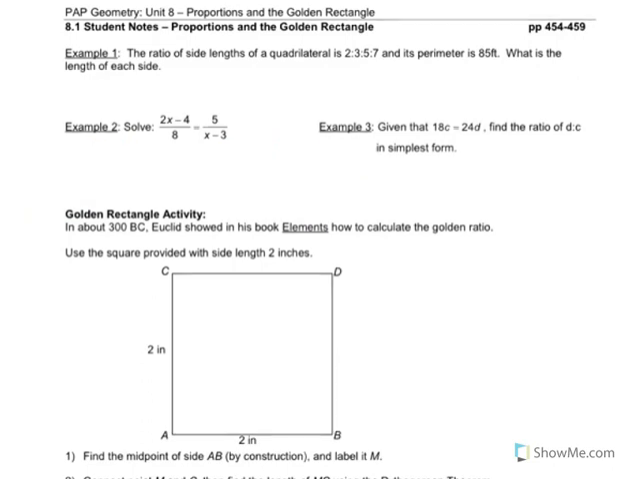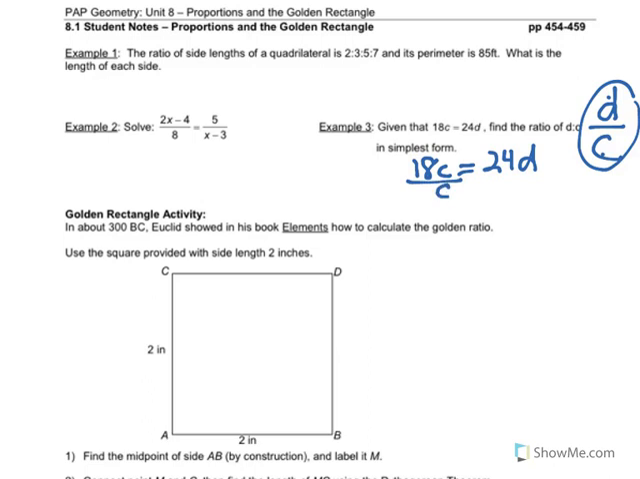Okay, so now let's look at number 3. This is given that 18c is equal to 24d. Find the ratio of d to c. So when we say the ratio of d to c, we're going to write it like this, d to c. And so let's write this down. 18c is equal to 24d. Now I want to get to the answer. What is it when it's d to c?